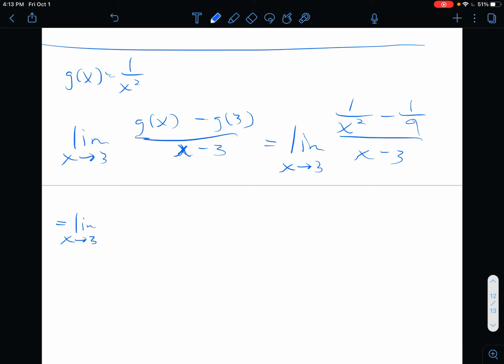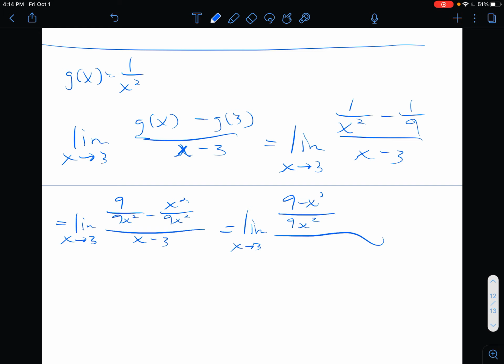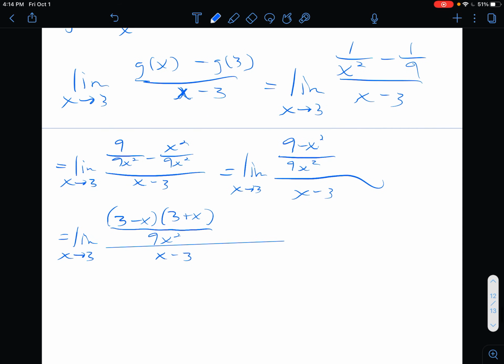Let's make a nice common denominator there. It'll be 9 over 9x squared minus x squared over 9x squared. Combine that, (9 minus x squared) over 9x squared, over x minus 3. These are doable. They just take a while. I'm not going to give you a ton on the test because I know they take a while. But after you do enough of these, you will really appreciate the shortcuts that are coming up.